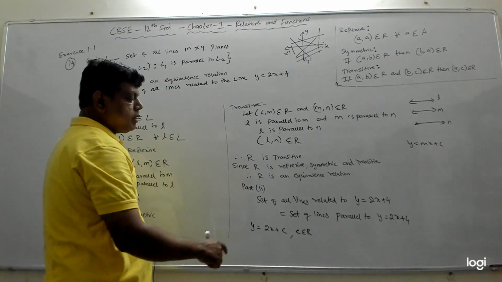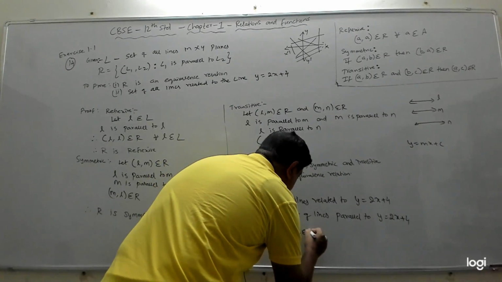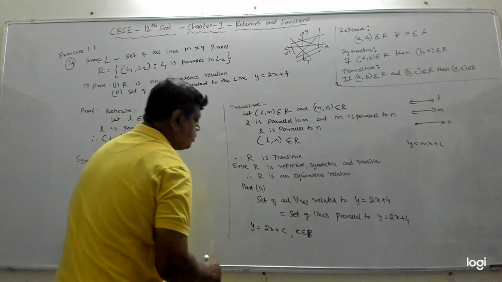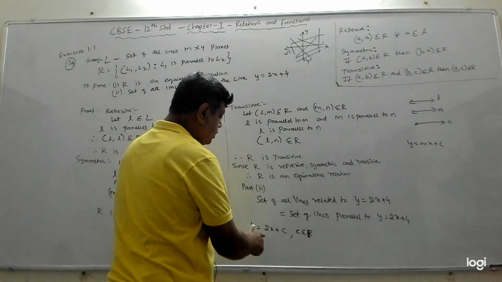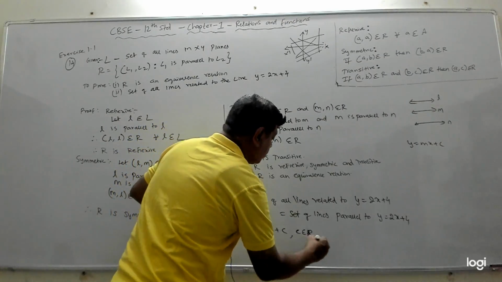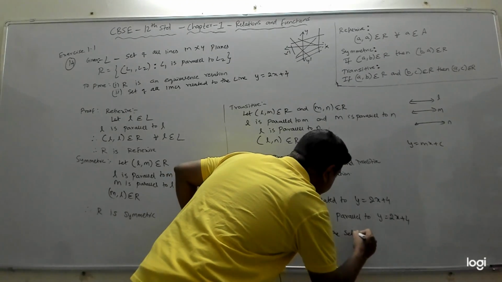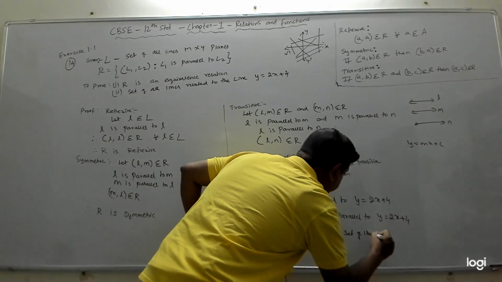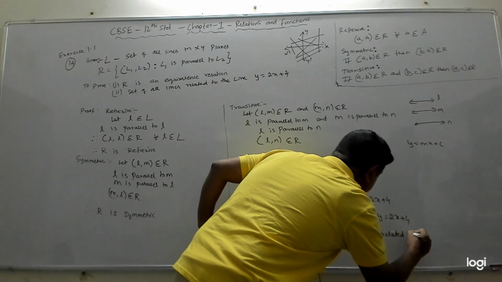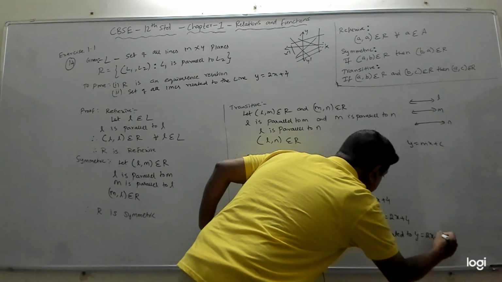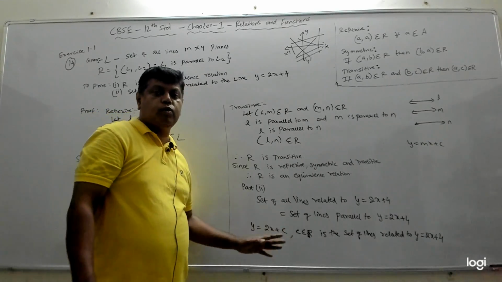C belongs to R. R means not this relation R, the real numbers. C belongs to stylish R. 2x plus c, where c is a number, c is different numbers. Y is equal to 2x plus c, c belongs to R, is the set of lines related to the given line y is equal to 2x plus 4. These are the set of lines. There are many lines. For different values of c, you will get different lines.